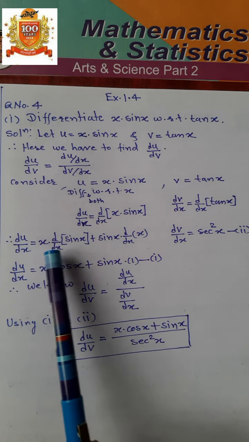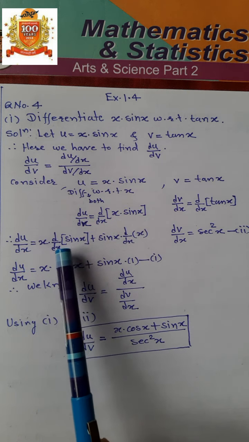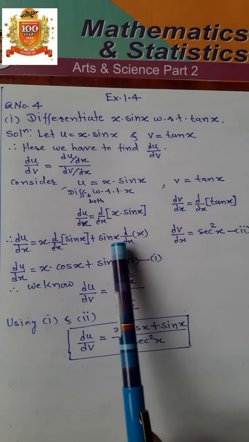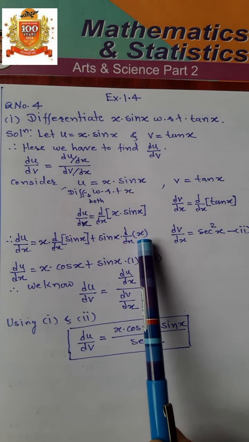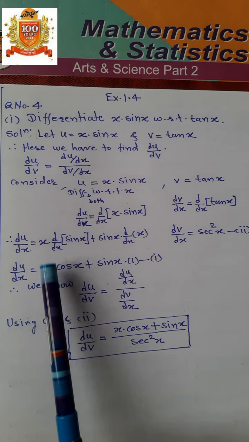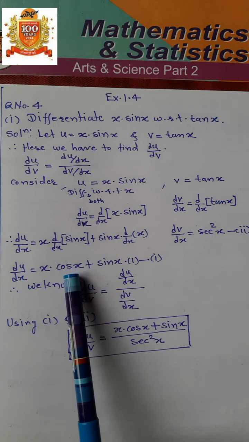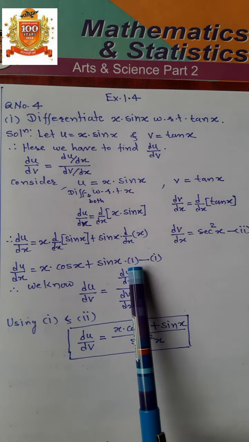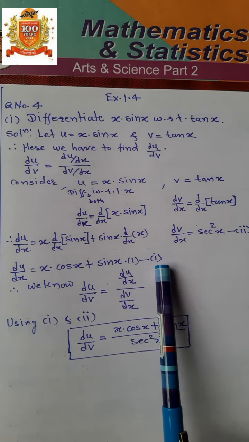Therefore, du by dx is equal to first function x into derivative of second, that means sin x, plus second function sin x into derivative of first, that means x. Therefore, du by dx is equal to x times derivative of sin x, which is cos x, plus sin x as it is, times derivative of x, which is 1. Denote this as equation 1.